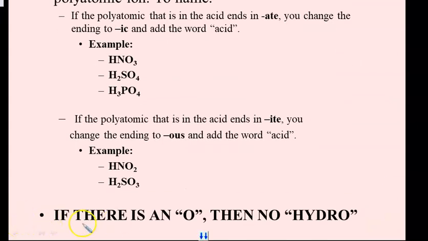And so you could say if there is no oxygen, you say hydro. If there is an oxygen, then you do not have hydro. So none of these had hydro to begin with because the O was present there. All right, that's acids.